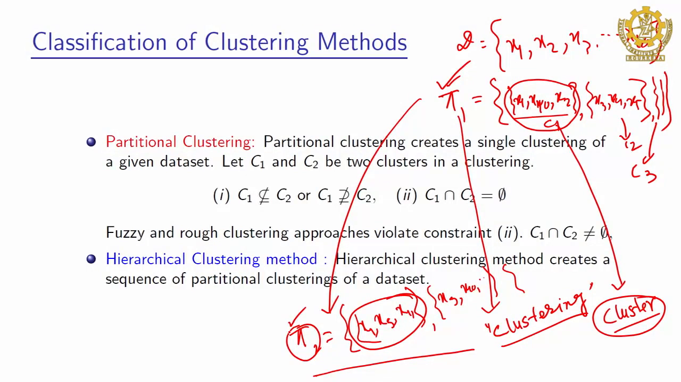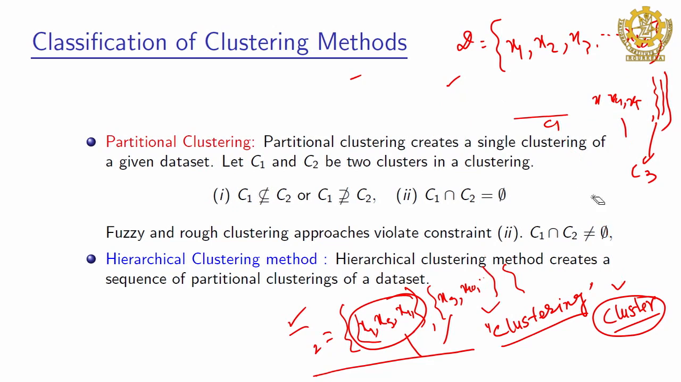What is the partition of the data? By the set theoretic definition, if you take the intersection of two clusters you will get the null set. So, there should not be any common element between them, and if you take the union of all clusters in a clustering you will get the original data set. Here, if you take the union of C 1, C 2 and C 3, that should be D, the original data set. Now, I will come to the classification of the algorithms.